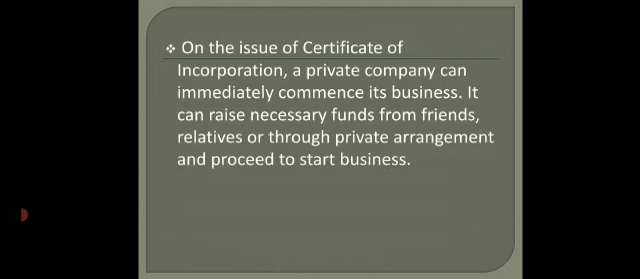We need to pay attention here. If it is a private company, soon after getting the incorporation certificate, the private company can immediately commence its business activities. But if it is a public company, they have to complete all the steps or all the stages of formation of a joint stock company, and at the end they have to get a certificate of commencement, and then they are allowed to commence their business activities.